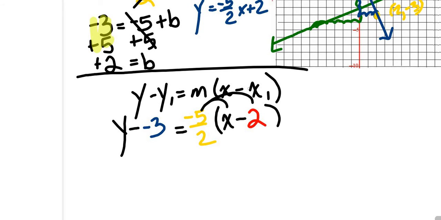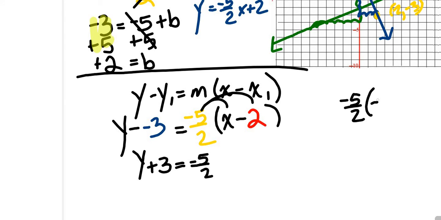Okay, we're going to distribute. And I end up with y plus 3 equals negative 5/2. And then when you distribute, negative 5/2 times negative 2, these cancel, and this ends up being plus 5.